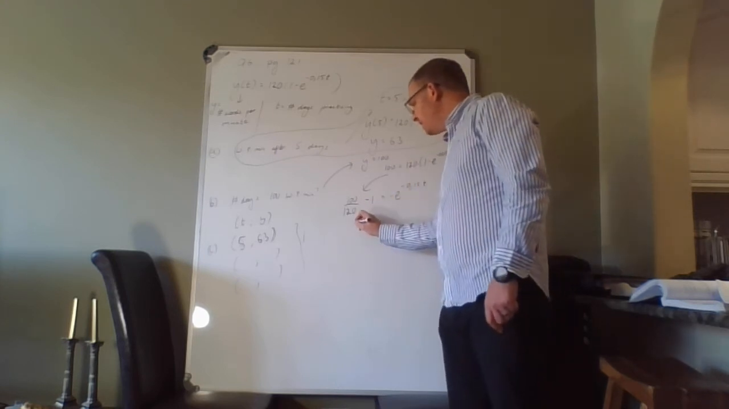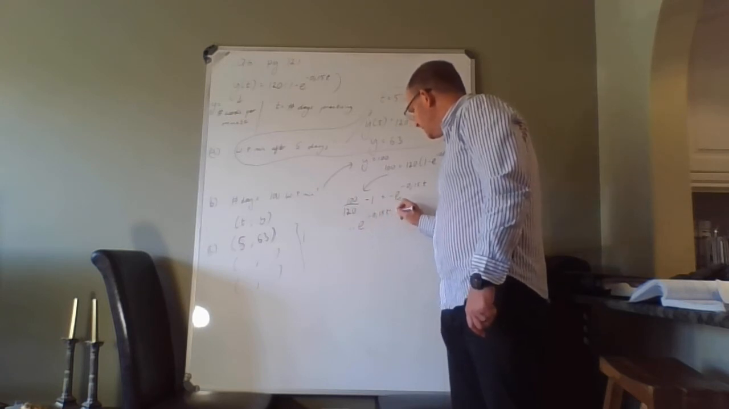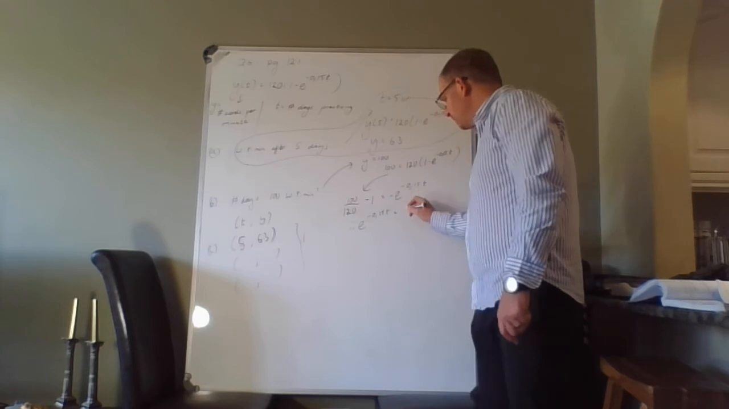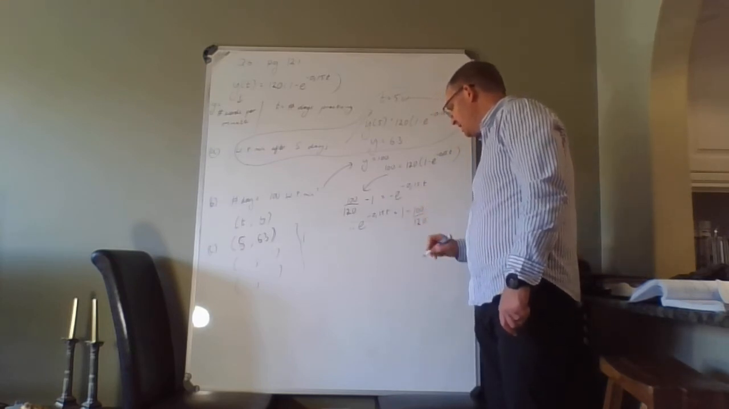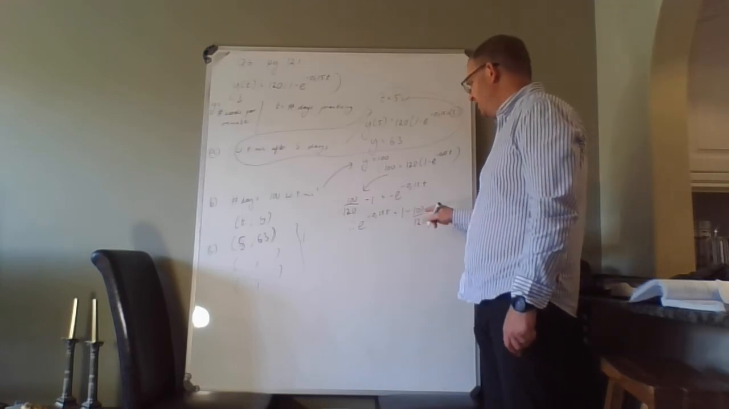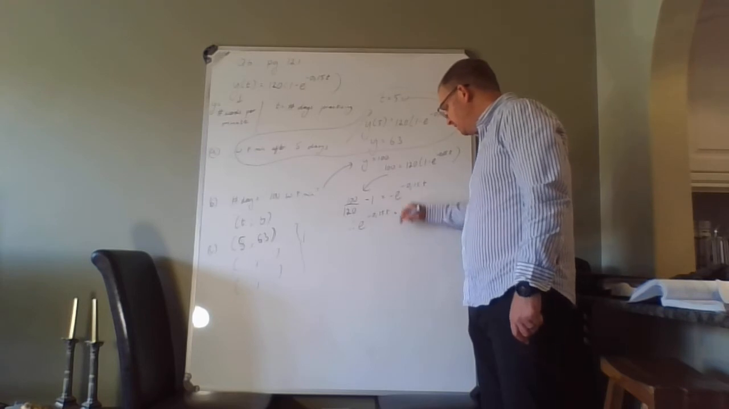Now if I swap around, I get e to the negative 0.15 t is equal to 1 minus 100 over 120. 100 over 120 divided by 10 is 10 over 12, and 10 over 12 is equal to 5 over 6.